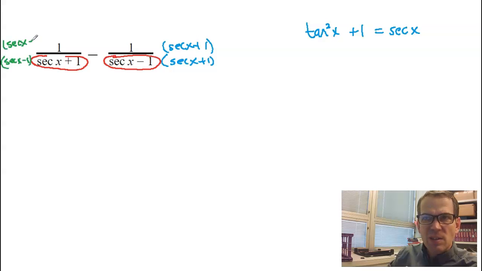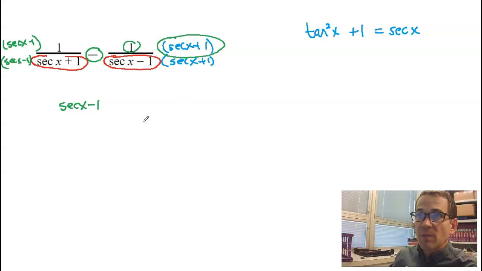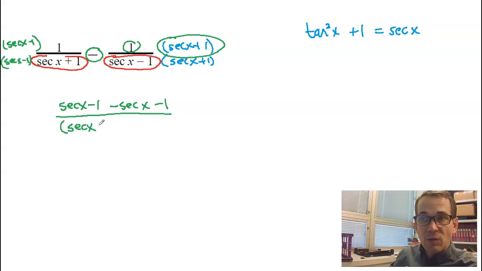It's hard to write neatly with this fat pen. And see what happens. So this times this is simply going to be secant of x minus 1. Minus 1 times this will give me a negative secant of x minus 1. And that whole thing will be over the product of these two things. Right now I'm just going to leave it as a factored form expression because I don't want to freak anybody out, and then we'll talk about what that turns into momentarily.